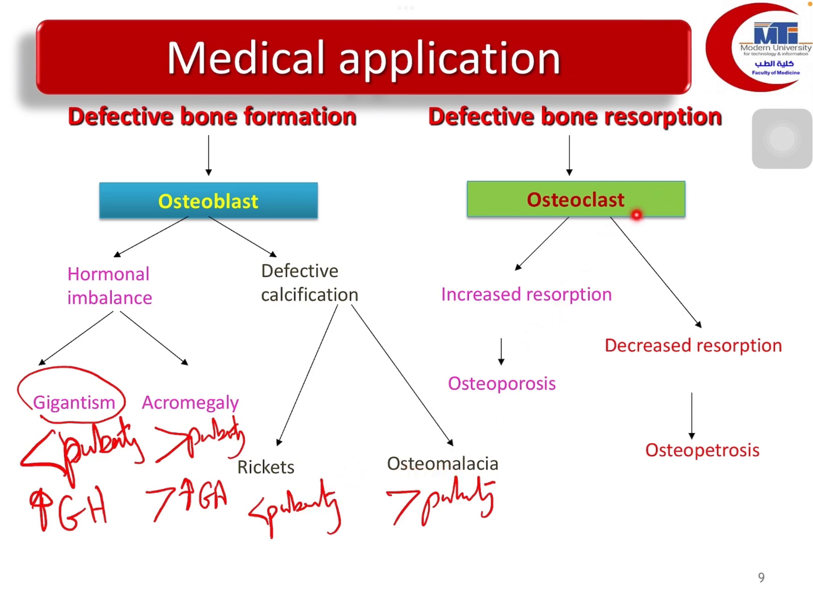And we have mentioned in the previous lecture that osteoclasts may also be subject to some medical symptoms, signs or diseases, where in some cases there is an increased resorption of bone by the osteoclast cells, resulting in weak bone calcification or defective bone tissue matrix. This is osteoporosis.